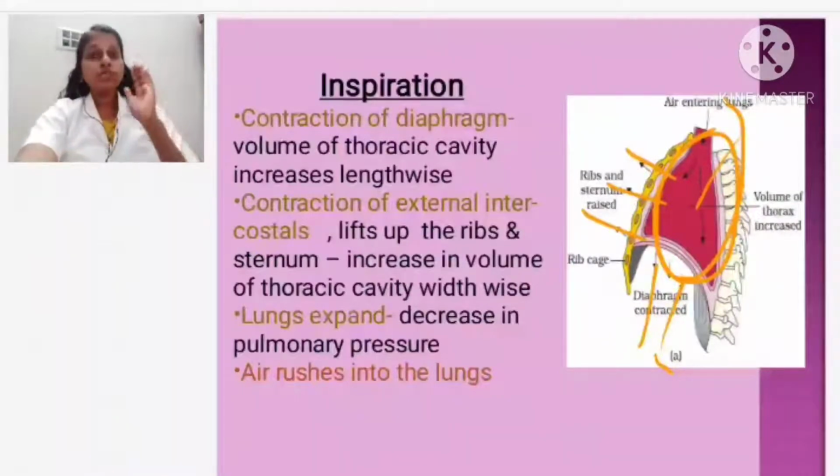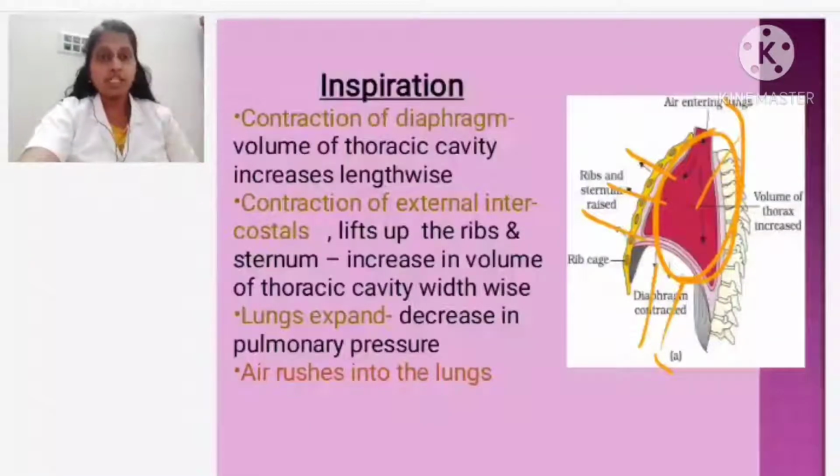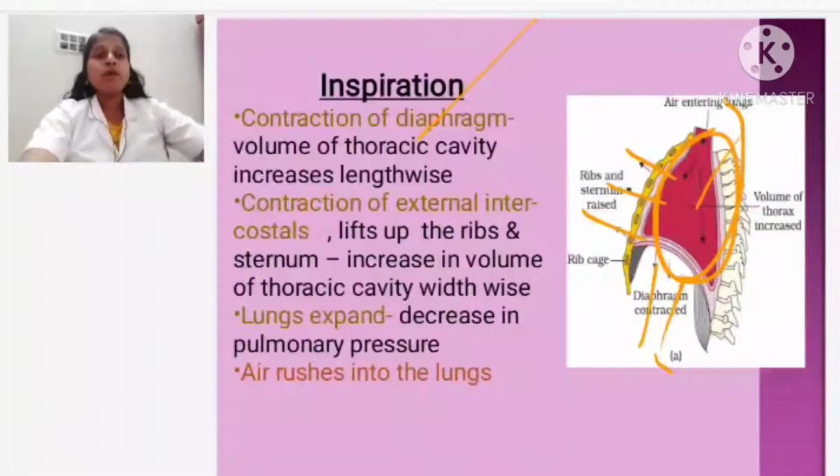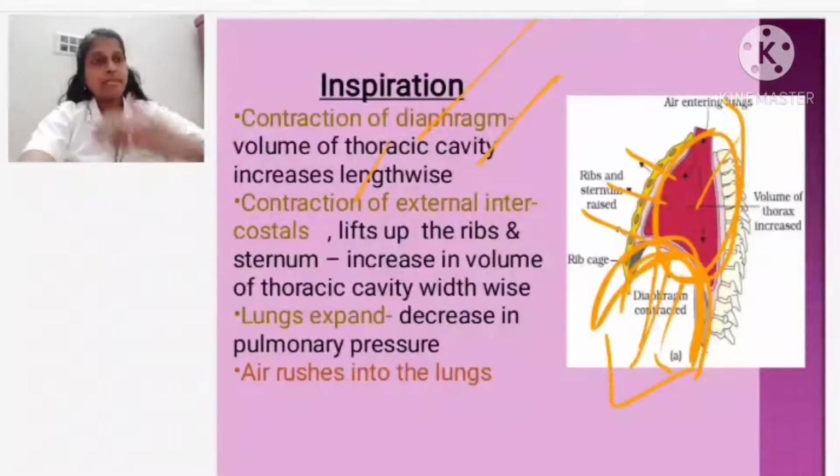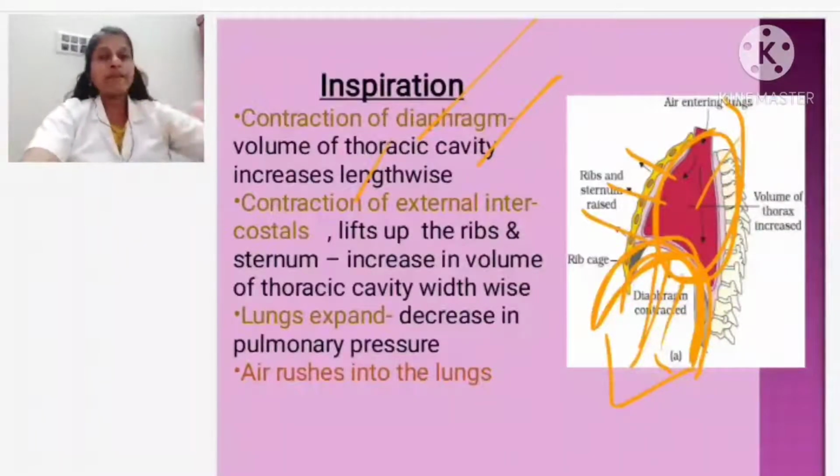So this process we call inspiration. So listen, contraction of the diaphragm increases the volume of the thoracic cavity lengthwise. I told you, when the diaphragm is contracting and the abdominal muscle is contracting, the cavity is increasing lengthwise.